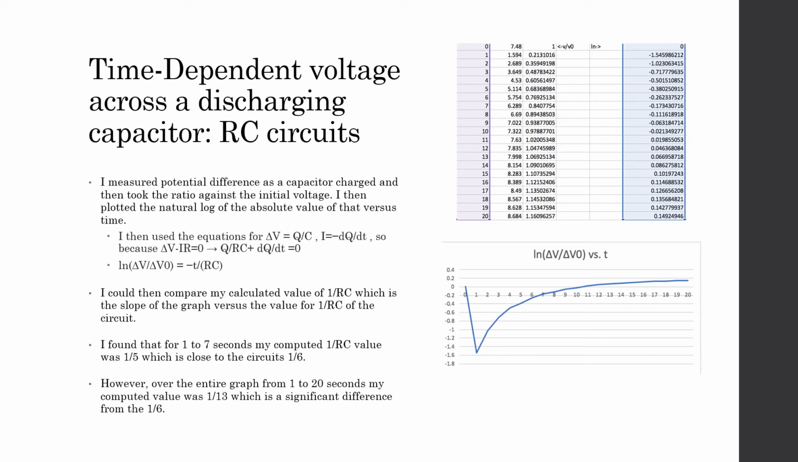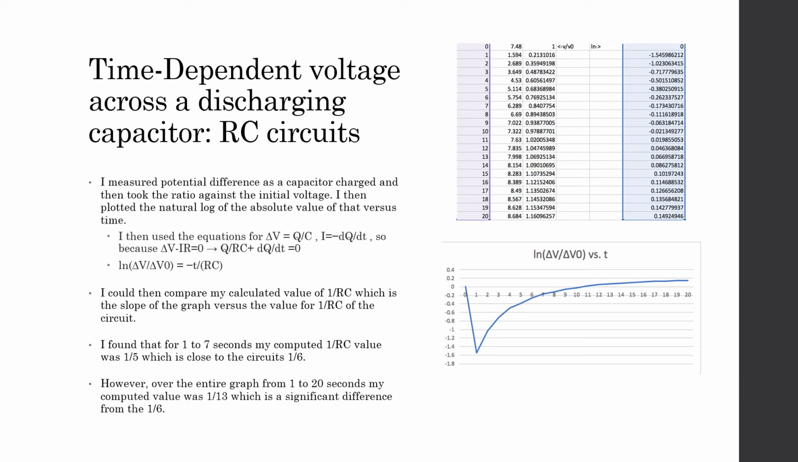I then measured the potential difference as the capacitor charged and then took the ratio against the initial voltage. Then I plotted the natural log of the absolute value of that versus time. I compared my calculated value of 1 over RC, which is the slope of the graph, versus the value for 1 over RC of the circuit.